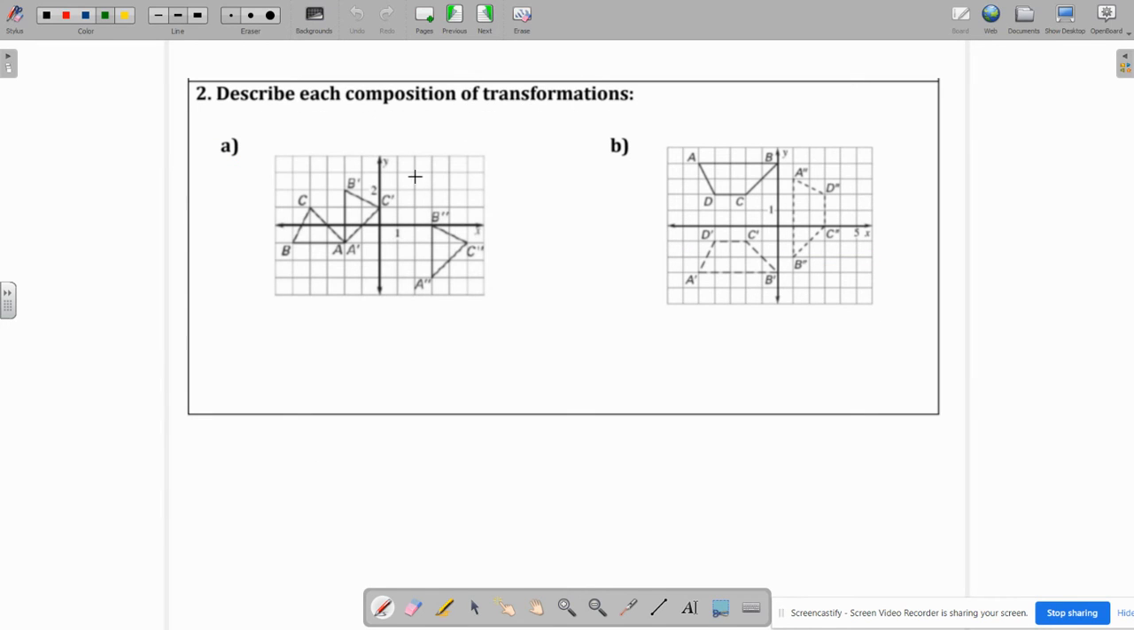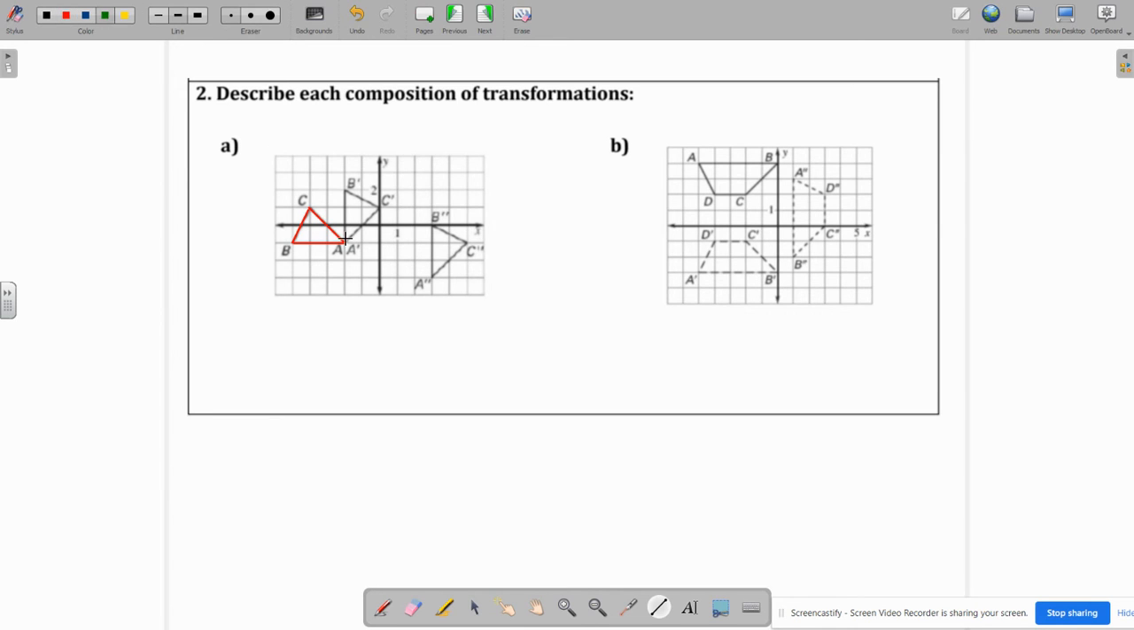So what happens if you're given the picture? Can you describe that composition of transformations? When you're looking at the picture, it's important to pay attention to what is the pre-image, what is the first image, and what is the second image. So I can see here that, let me trace it in red, this triangle that does not have any primes, it's triangle ABC, this is our pre-image.